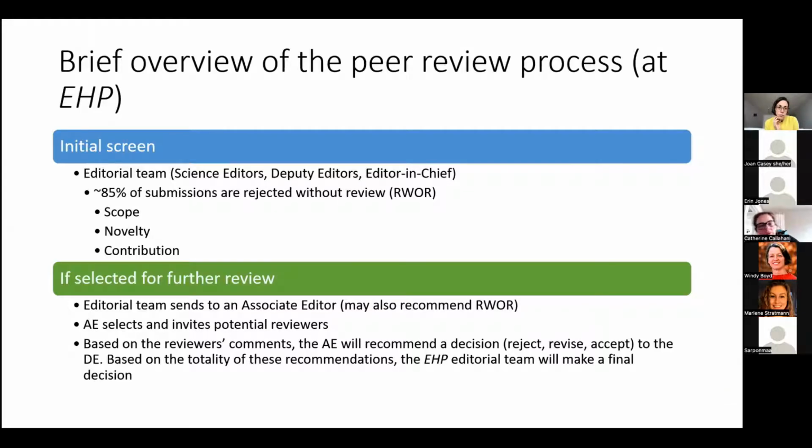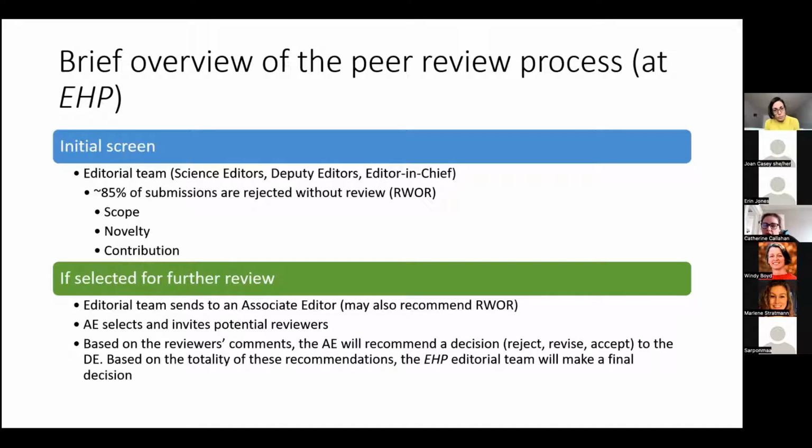So just provide a brief overview of the peer review process at our journal. All papers undergo an initial screen by the editorial team, which includes science editors like myself, as well as our deputy editors and editor-in-chief. About 85% of the new submissions to EHP are rejected without peer review. And when we do this initial screen, we consider if the paper is in scope for the journal, the novelty of the paper, as well as the strength of the contribution to the scientific literature.